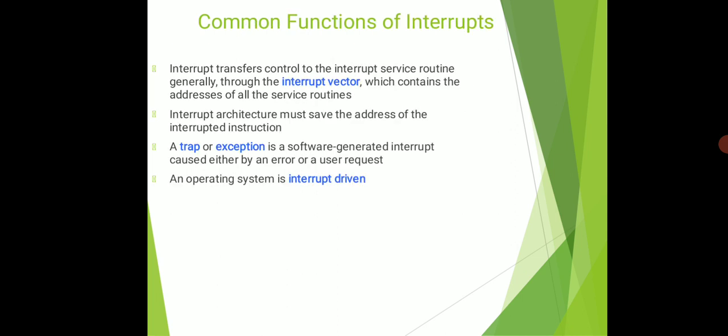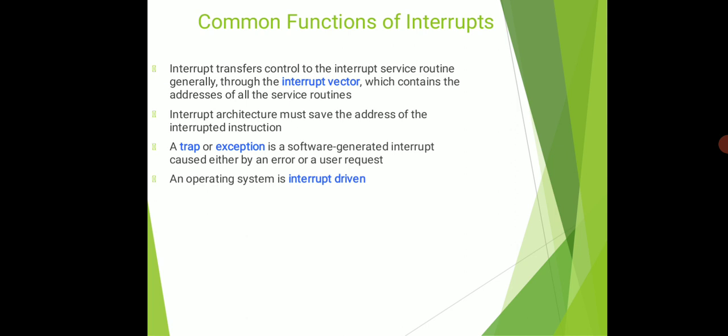Next one, common functions of interrupts. Lots of functions are there in interrupt. So interrupt transfers control to the interrupt service routine, generally through the interrupt vector. So interrupt will give the service by using the interrupt vector, which contains the address of all the service routines. Interrupt architecture must save the address of the interrupted instruction.